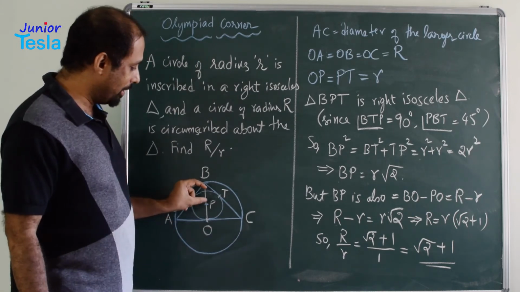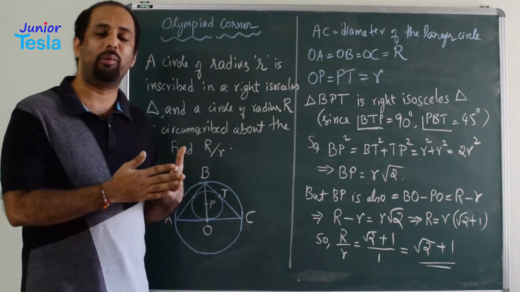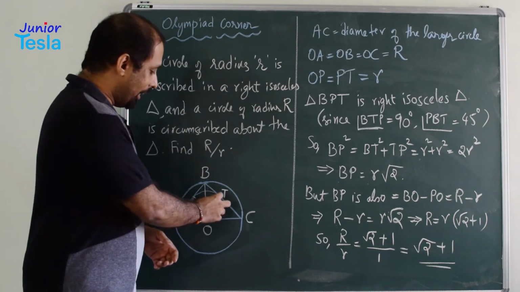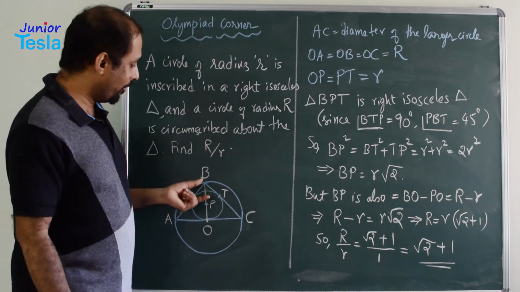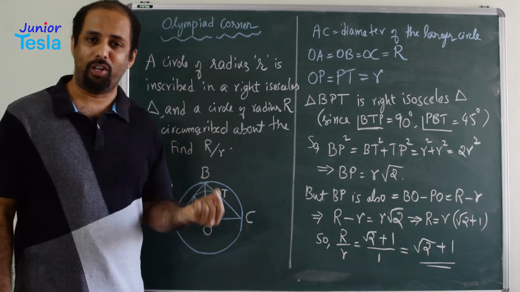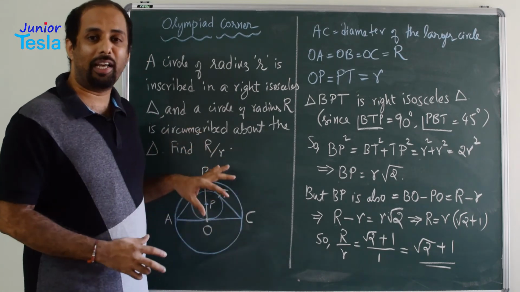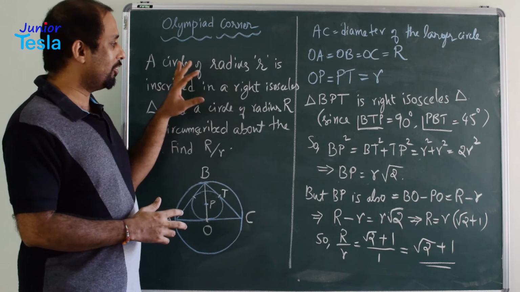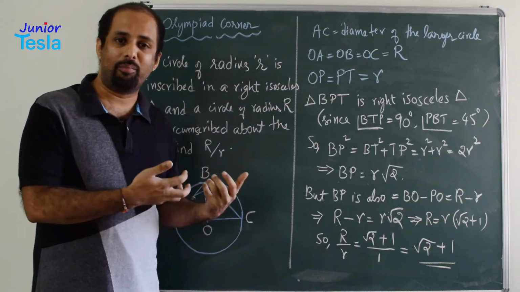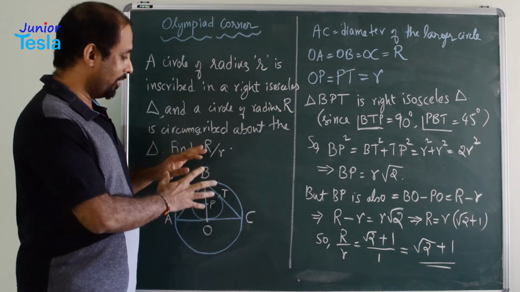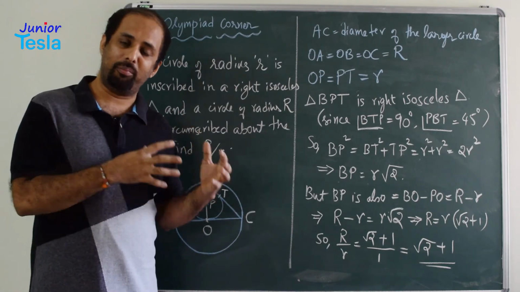Two angles are equal, which means opposite sides are also equal. So BT and PT, both of them are equal. Now the length PT we know is small r, the radius of the smaller circle. Therefore BT is also small r. So remember, we got all this information from the diagram itself. Whenever a geometry problem is given in Olympiad and it requires some kind of diagram, draw the diagram properly so that you can get all the information from the diagram.